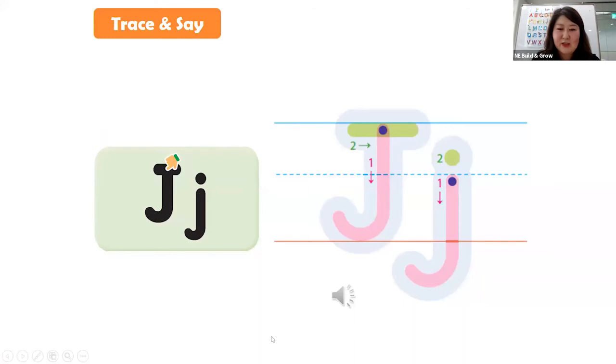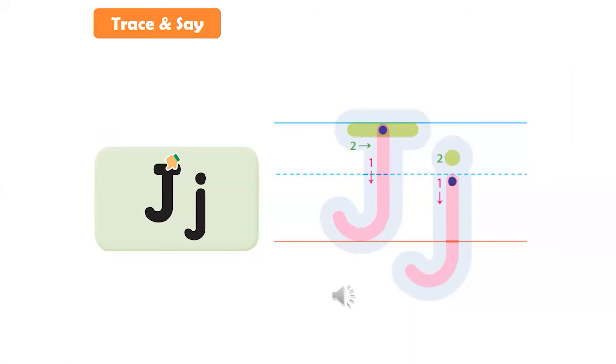So let's look at the first one. So trace and say. Now we all know this is letter J, but I want you to say the sound. Is that clear? Good. Now first, we are going to write down the letter first. Everyone is ready? Yes. Okay. Good. Now, I finished the big letter J.